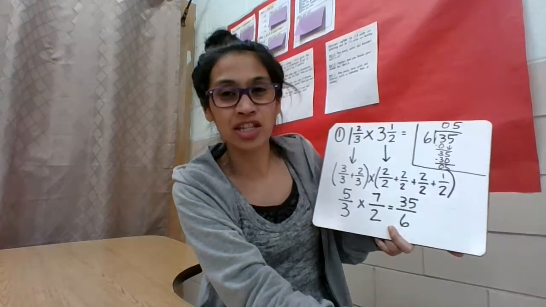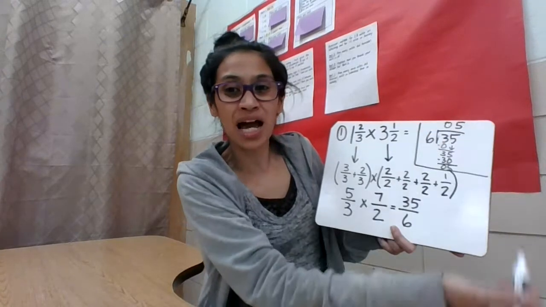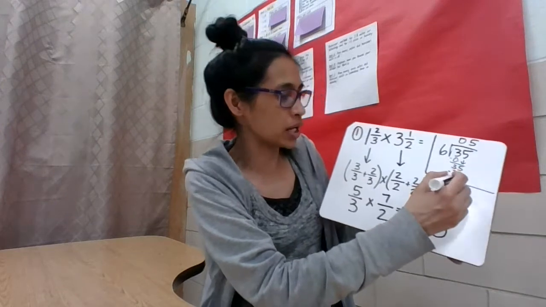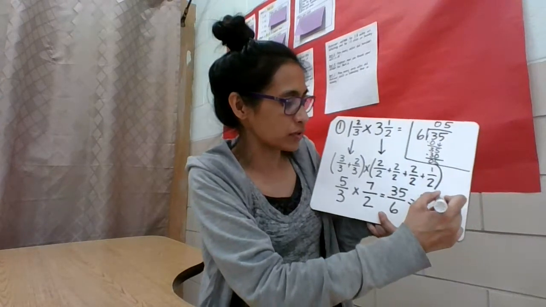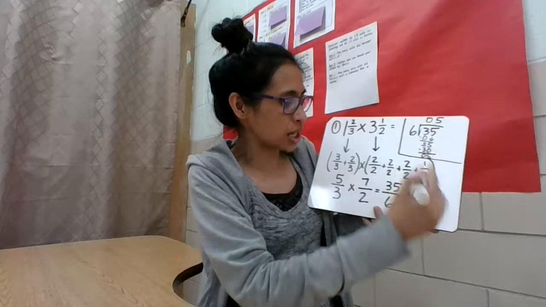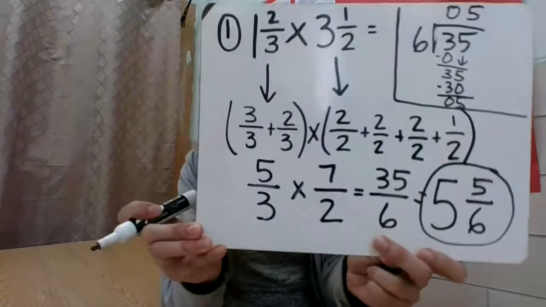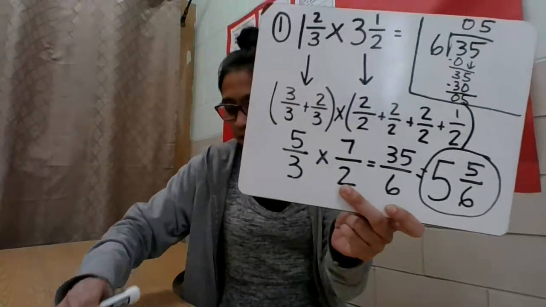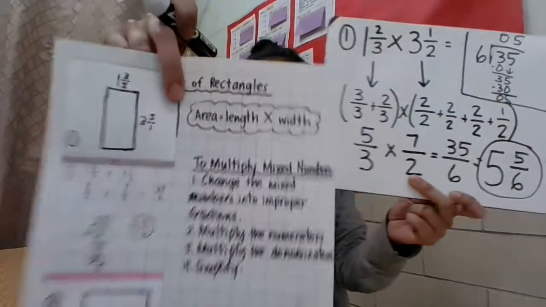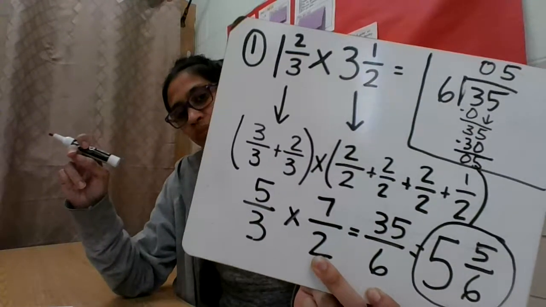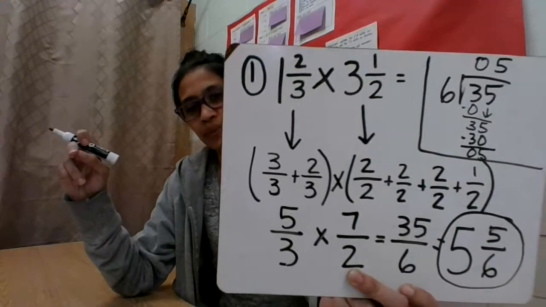So what is our answer? The number up top right there is our whole number, 5. And then whatever's left over, that remainder 5. And then we keep that denominator the same. 5 and 5/6 is the answer for that first one. And bam, look, there's my work right there also. For number 1. All right, is it like sideways? Okay.